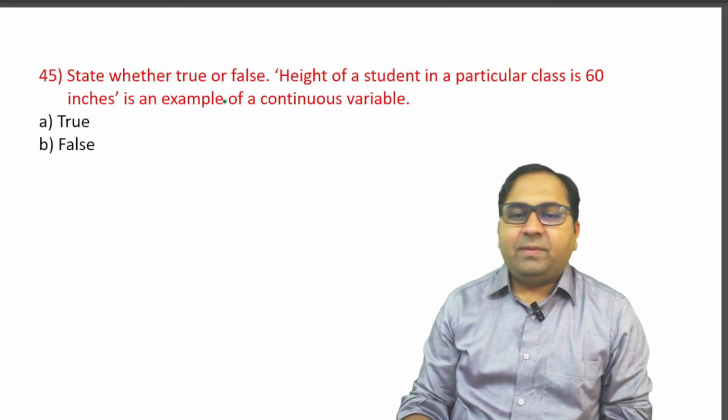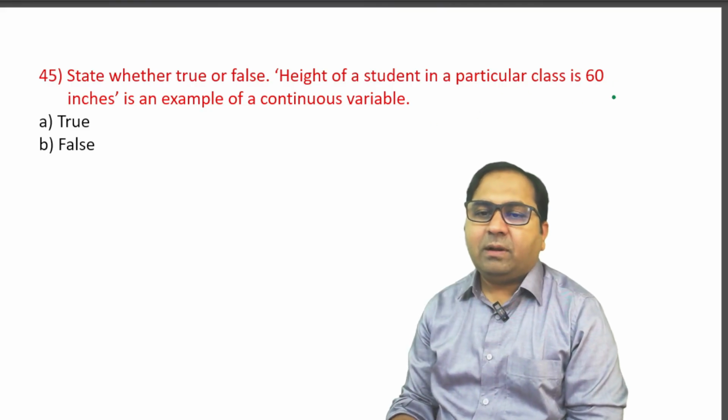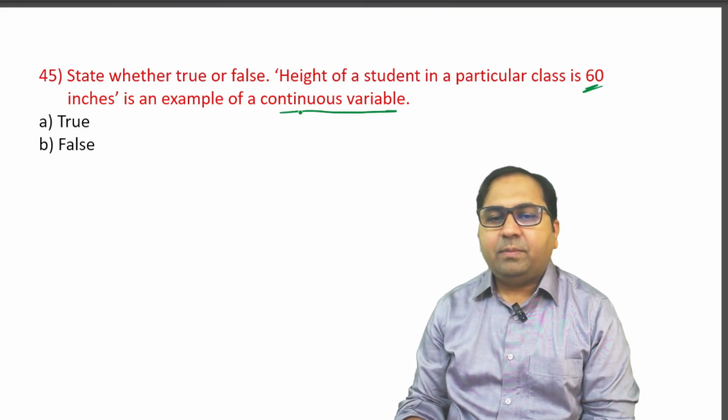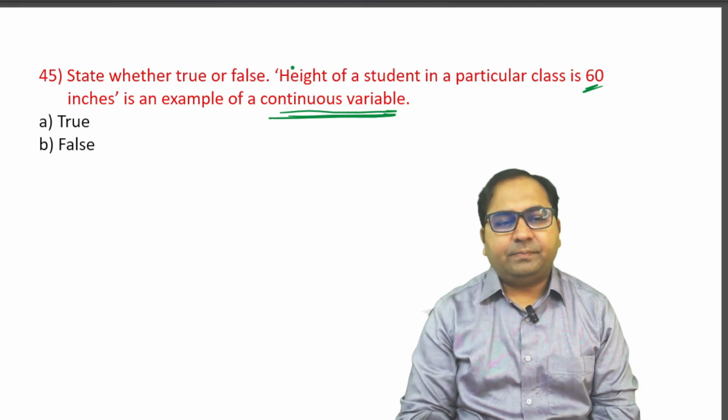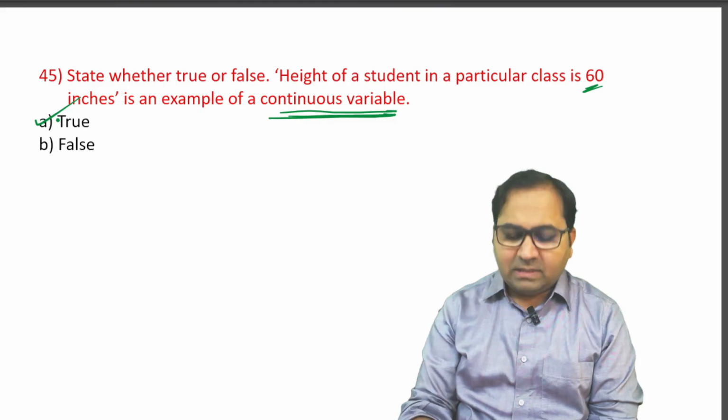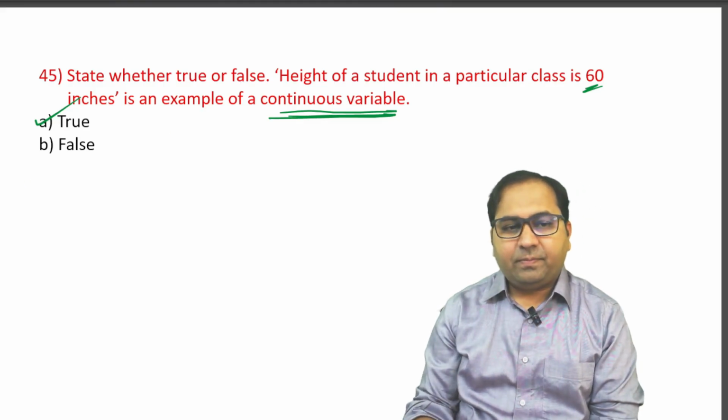Next question. State whether true or false. Height of a student in a particular class is 60 inches. Is an example of a continuous variable. Is it a true statement or a false statement? The answer is that it is a true statement. Please go back to question number 1. There we have discussed in detail regarding the different types of variables.